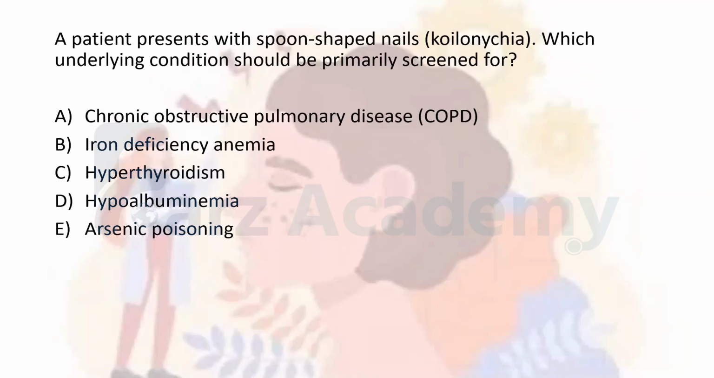A patient presents with spoon-shaped nails, that is koilonychia. Which is the common underlying condition that you have to screen the patient for? A, COPD; B, iron deficiency anemia; C, hypothyroidism; D, hypoalbuminemia; and E, arsenic poisoning. The answer is iron deficiency anemia. Here you can see spooning of nails, and most common is iron deficiency anemia.